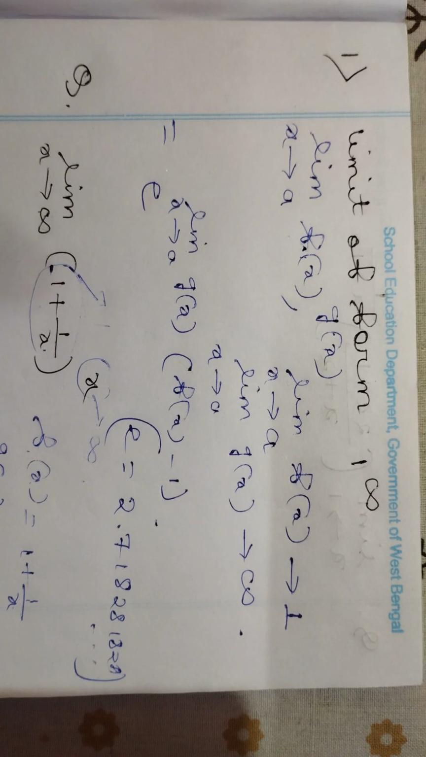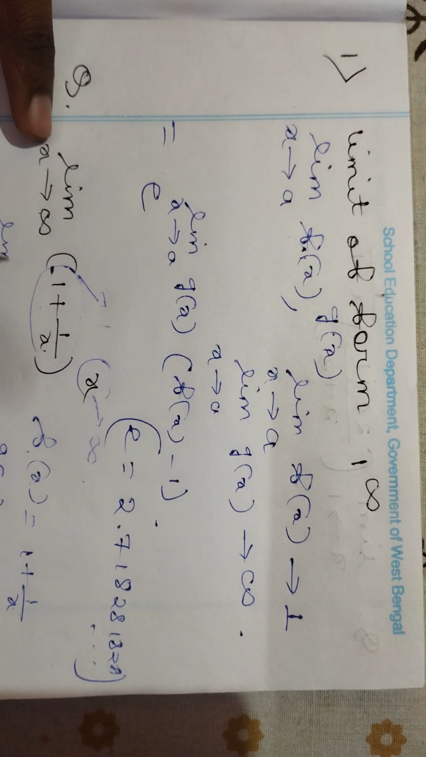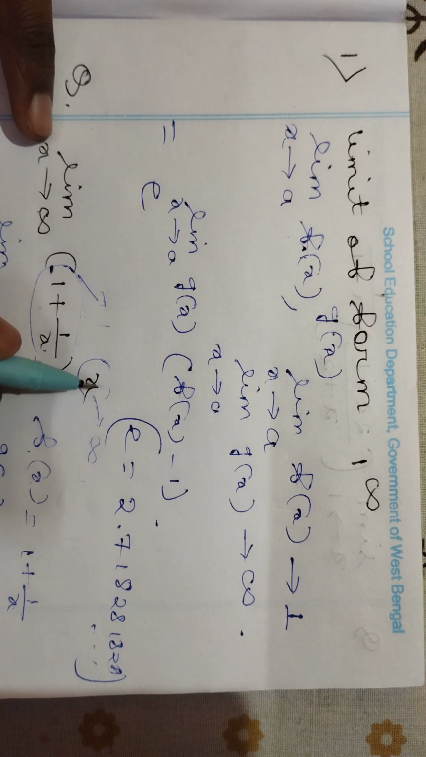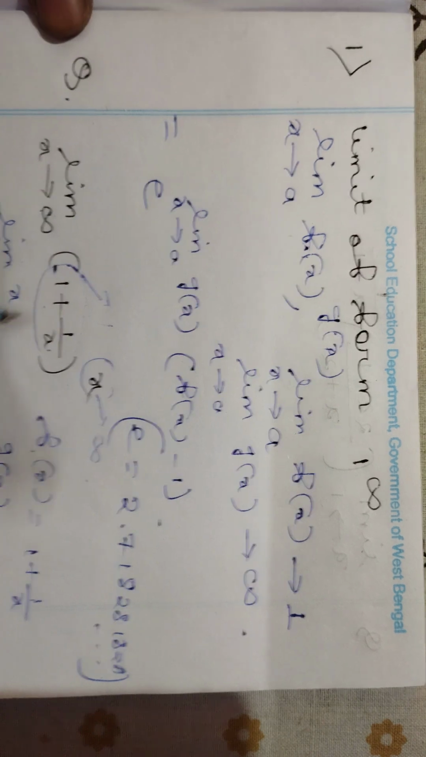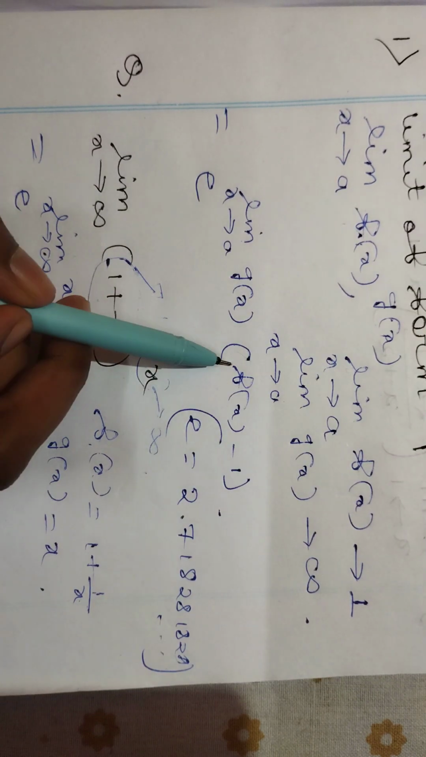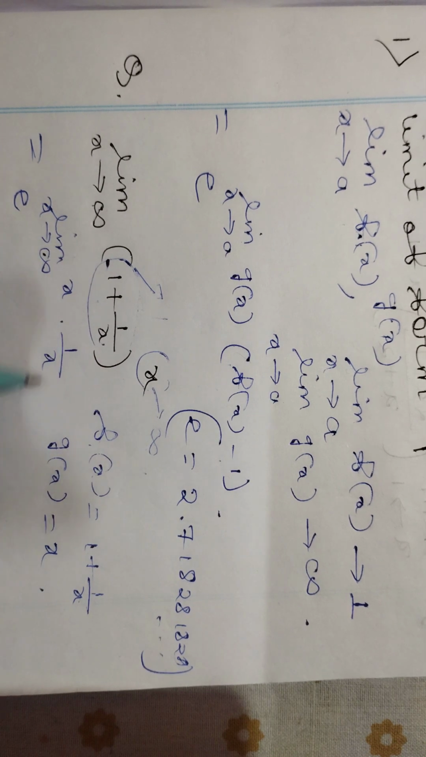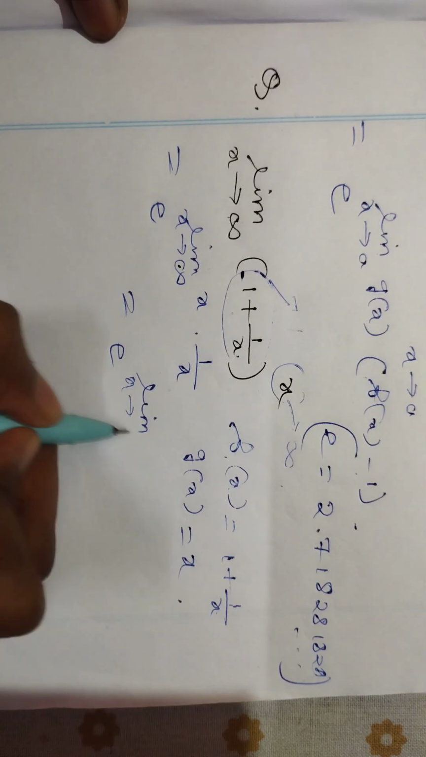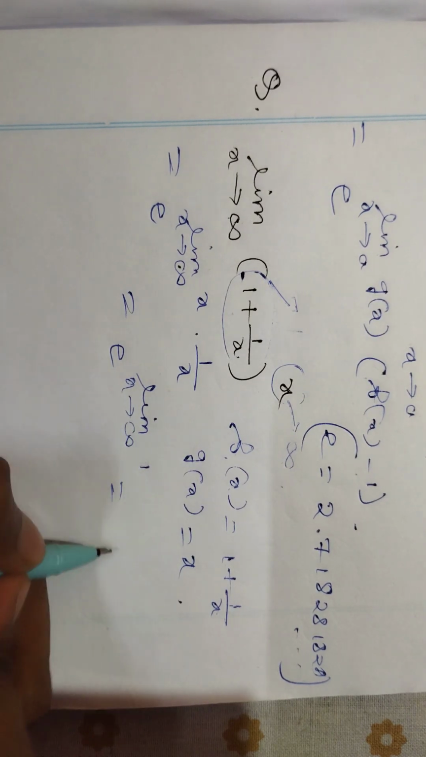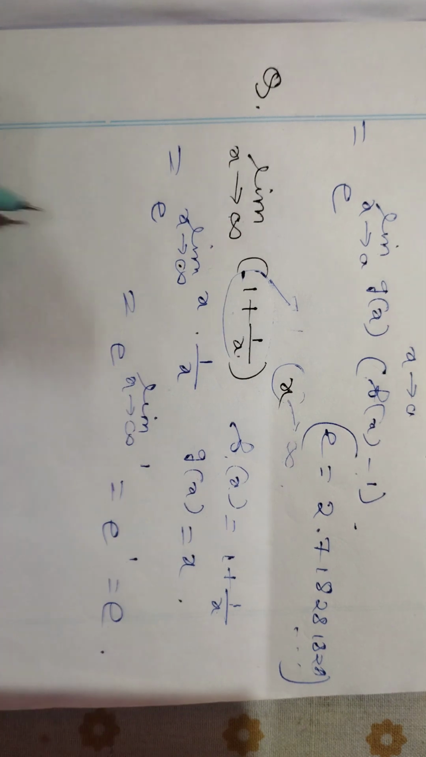So let's find that: e raised to power limit x tending to infinity, this will come from x, that is g of x, into f of x minus 1. f of x minus 1 is 1 plus 1 by x minus 1, that is 1 by x. So e raised to power limit x tending to infinity of 1, that is 1. So e raised to power 1. So the answer should be e.